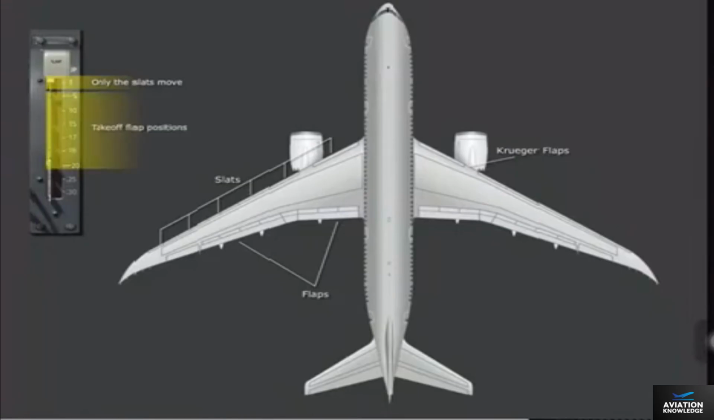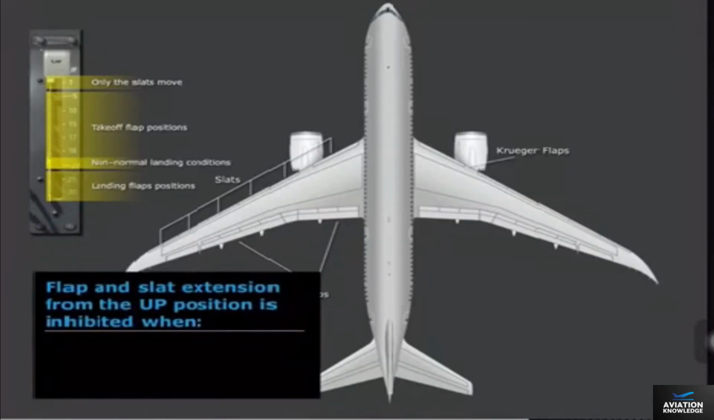Flaps 5, 10, 15, 17, 18, and 20 are takeoff flap positions. Flaps 25 and 30 are landing flap positions. Flaps 20 can also be used for some non-normal landing conditions. To protect against inadvertent deployment during cruise, flap and slat extension from the up position is inhibited when speed is more than 260 knots indicated airspeed, or altitude is above approximately 20,000 feet. This protection is only available in primary and secondary flap and slat modes.